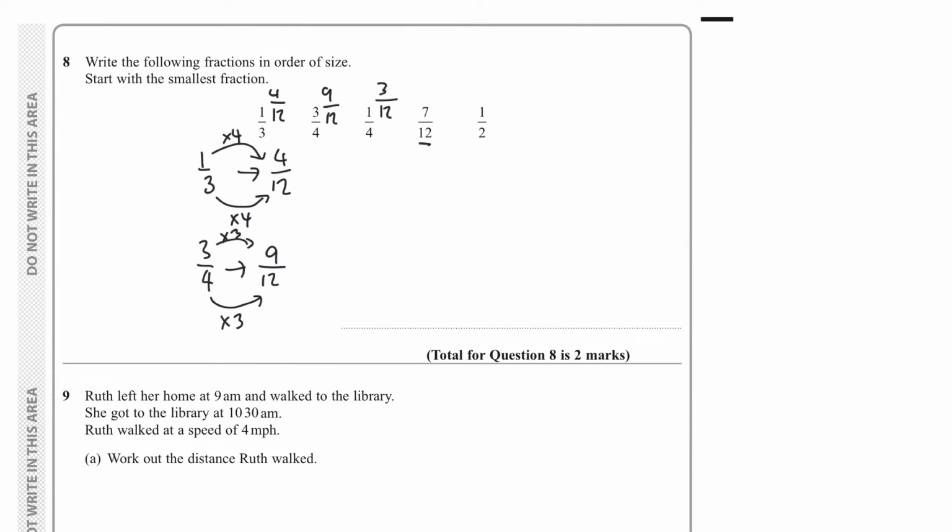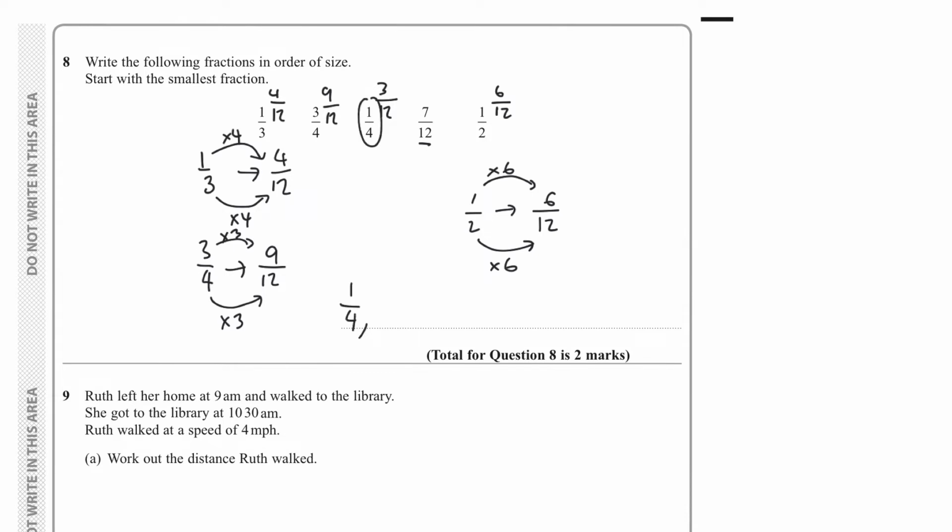And then the 7/12 will remain the same, and then the half is going to be our 6/12, because for a half to have a denominator of 12, we know that 2 times 6 does that, so we do that to the top, and that will leave us with 6/12. Now we can compare. You can see the smallest one is the 3/12. But remember, don't actually put 3/12 in your answer, put the original fraction, which is a quarter.